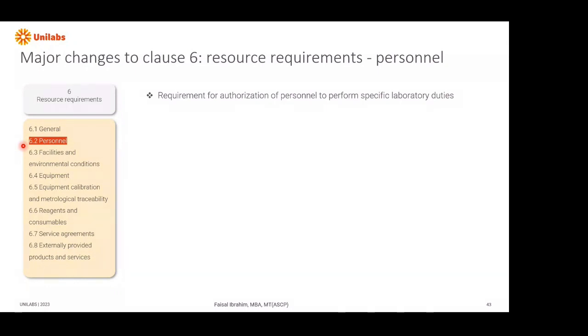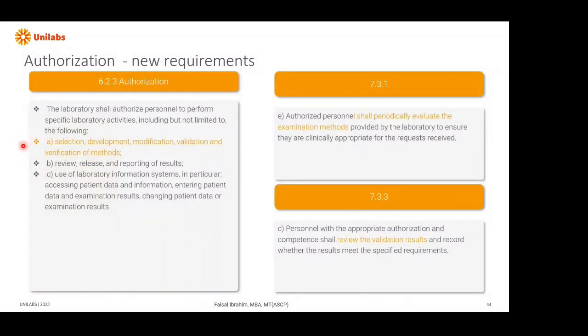Moving on to clause 6, I think we cover 4 and 5, and we still have 6, 7, and 8. So clause 6 related to personnel. Requirement for authorization of personnel to perform specific laboratory duties. I think this is one of my favorite changes in the new ISO standard because it addressed an area that I think we all failed to remember or failed to address across our laboratories.